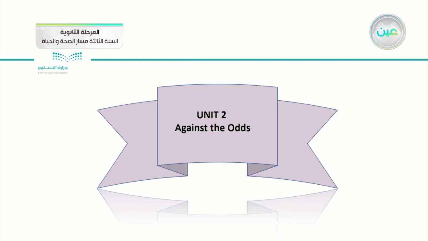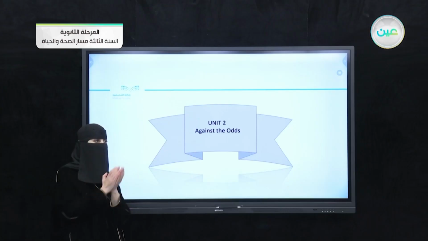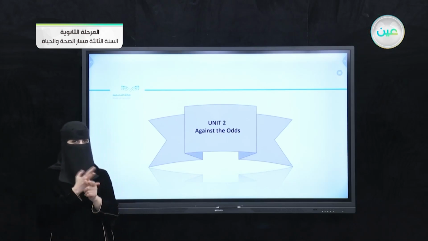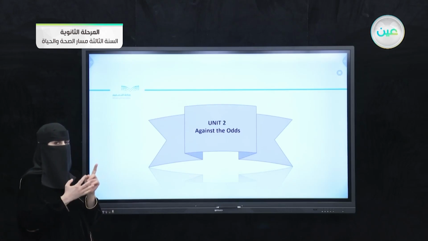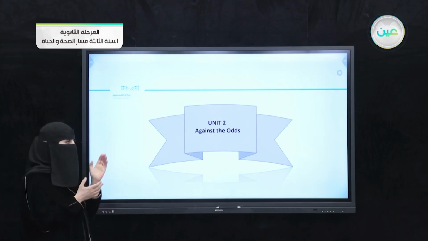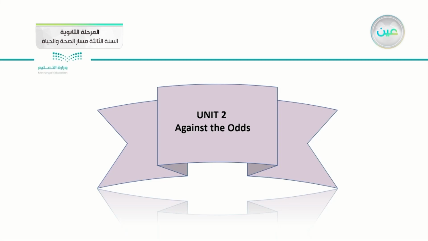Okay, now we will go to unit 2. But before I discuss the important things in unit 2, let me summarize what we discussed already in unit 1. We discussed the six vocabulary words and we applied them through a game. After that, we discussed the modals in the past, how we apply the passive form with them, and so on. And after that, we discussed it through your workbook exercise. Now we will go to unit 2, Against the Odds.